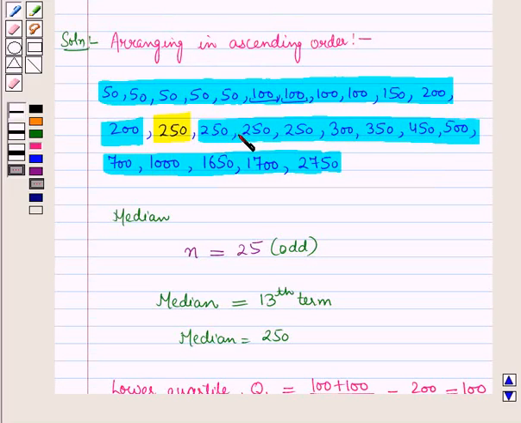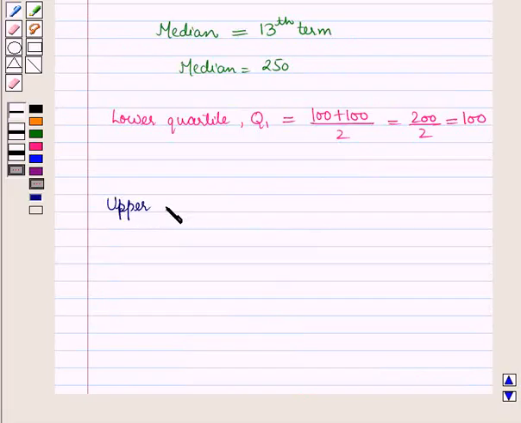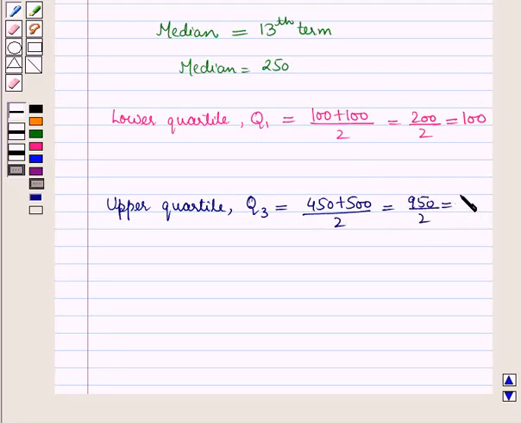Now the upper quartile is the middle value of the upper 12 terms of this data, and this is equal to the mean of the 19th and 20th term of this data. So the upper quartile, that is denoted by Q3, is equal to 450 plus 500 whole upon 2, and this is equal to 950 upon 2, which is equal to 475.